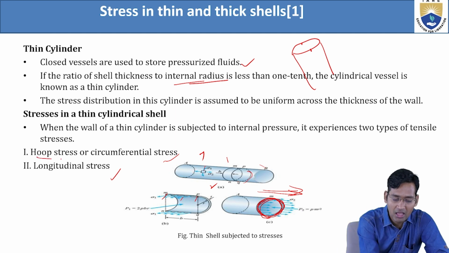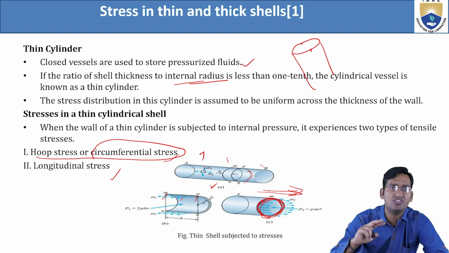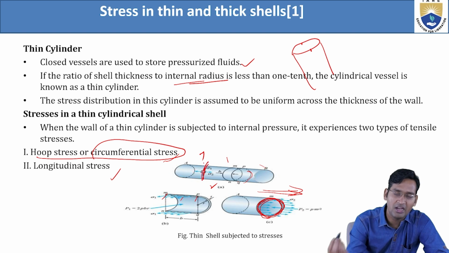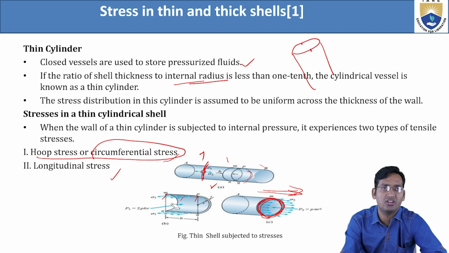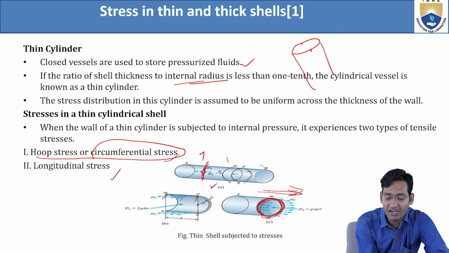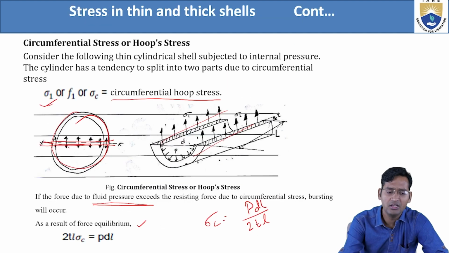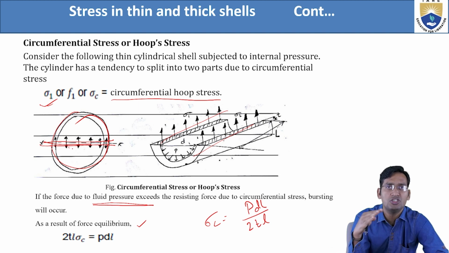So hoop stress is circumferential. By the word itself, it's clear: the stress acting along the circumference is called the circumferential stress or hoop stress, and the one acting along the axis is called the longitudinal stress. Right? Now circumferential stress is acting along the circumference, having a tendency to split into two parts.